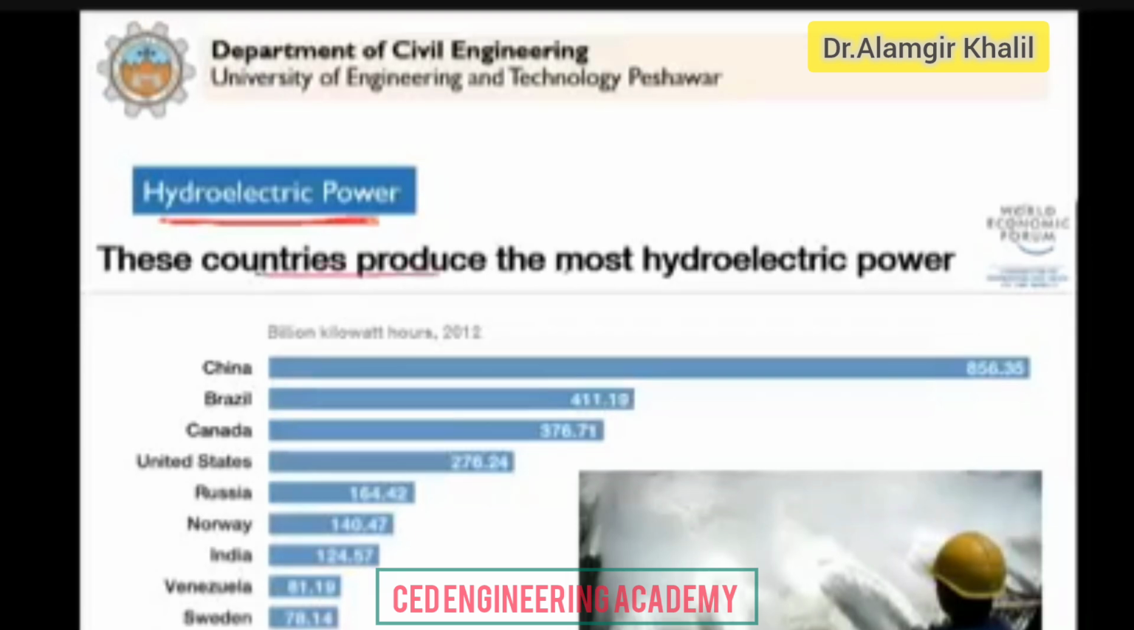The countries that produce the most hydroelectric power, you can see the comparison of the countries. You see China is on top. China is using hydropower the most in the world. Clear? You can see the figures. These are in billion kilowatt hours, followed by Brazil and then Canada and so on.